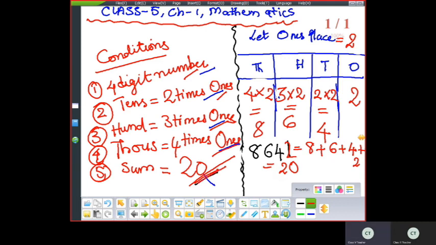So what is our number? What is the 4-digit number formed? 8,642. So what was the query? Who am I? I am a 4-digit number, 8,642. Yes or no? So like this, we will form the number. Let us try one more question of such type. Until you understand the question, you cannot form the numbers.